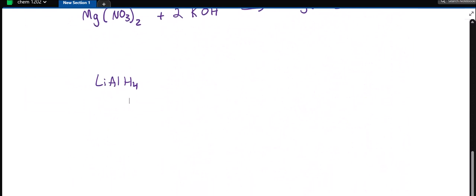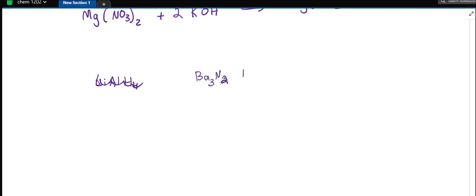Okay, now let's say I had barium nitride plus water, and I make barium hydroxide plus ammonia. Okay, so this one is a little trickier. One thing that you can do is you can always think of water as HOH.